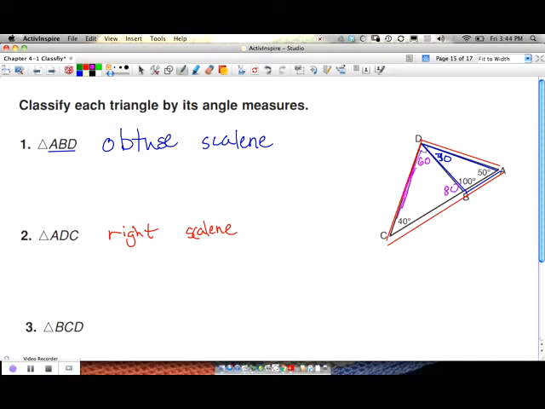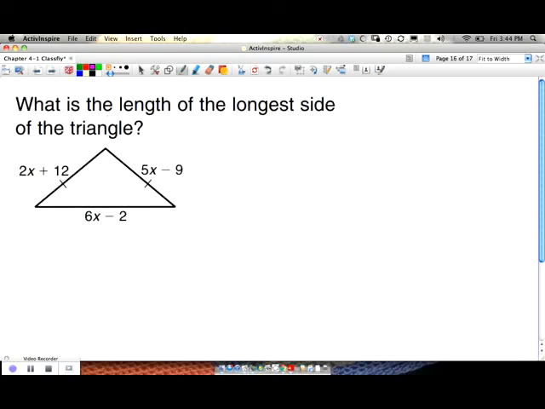What is the length of the longest side of the triangle? Okay, I'm guessing it's this one down here, but I got to figure it out by plugging in the pieces and checking them. Let's check. Okay, so we got 5x minus 9 and 2x plus 12. How do I know those are equal to each other? Because I see this tick mark and this tick mark. So I'm going to use that information to my advantage here. 2x plus 12 is going to equal 5x minus 9. They're equal because of the tick mark.